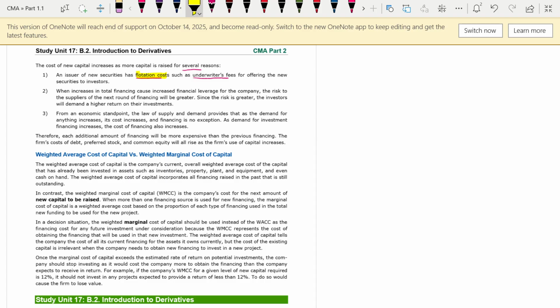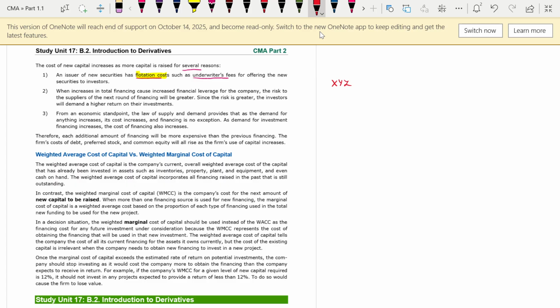To be honest, I'm not sure, but it's the cost of... It's like flotation cost, right? Yes. So it is like the cost of issuing debt. What is the role of underwriters? Okay, I'm not sure. What will underwriters do? Any idea? They will see the risk, right? And... What else? I don't know.